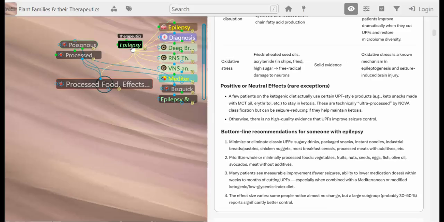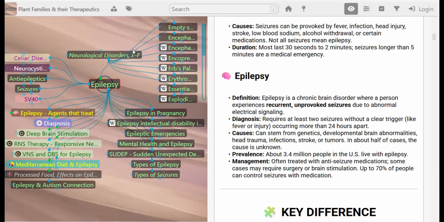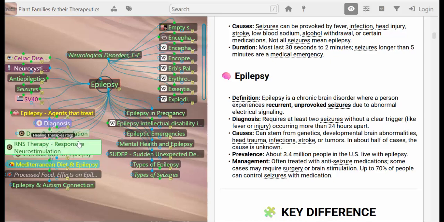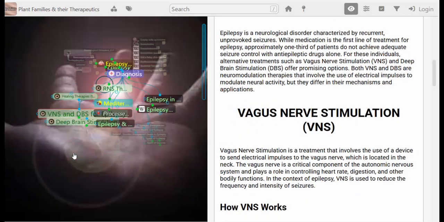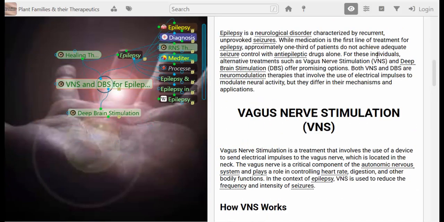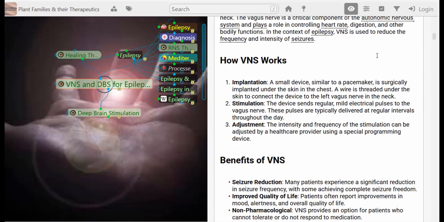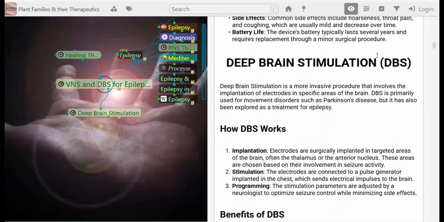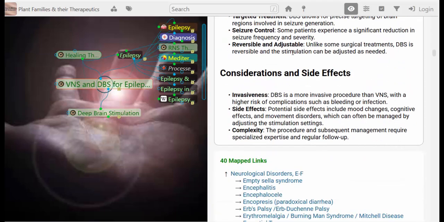Let's see what else we can find about epilepsy. Here are agents that treat epilepsy. A lot of them are the same as the anticonvulsants we looked at earlier. Deep brain stimulation, responsive neurostimulation, VNS and DBS for epilepsy. What's that? Vagus nerve stimulation, VNS, how it works, its benefits, and then deep brain stimulation, that's DBS, how that works and its benefits.